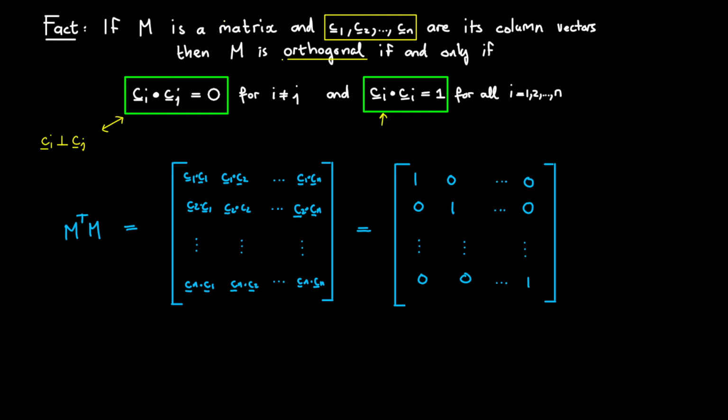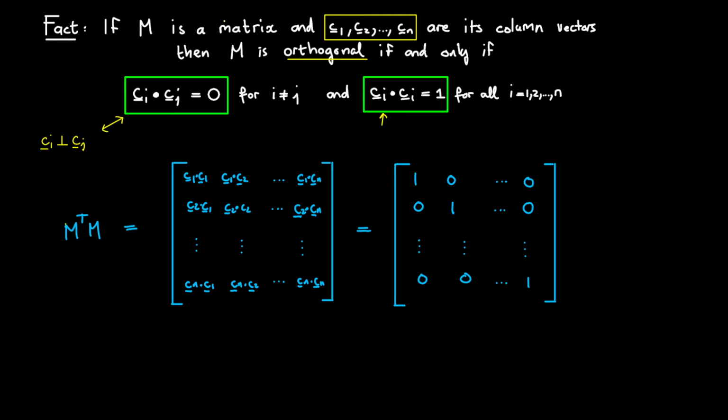If M is a matrix and C1 up to Cn are its column vectors, then this matrix is orthogonal, its inverse is equal to its transpose, if and only if the column vectors are mutually orthogonal and they all have length 1. And so what's the reasoning for this?